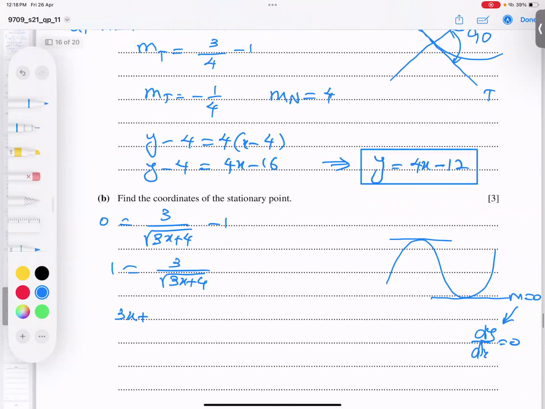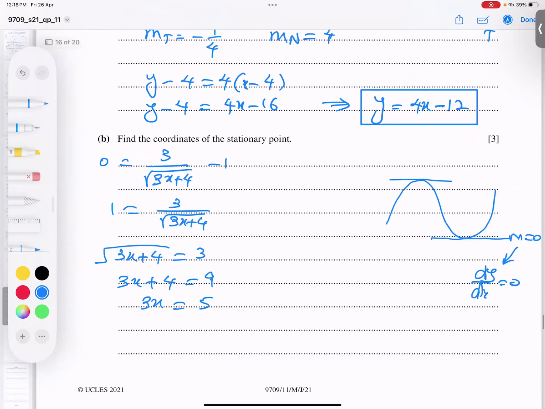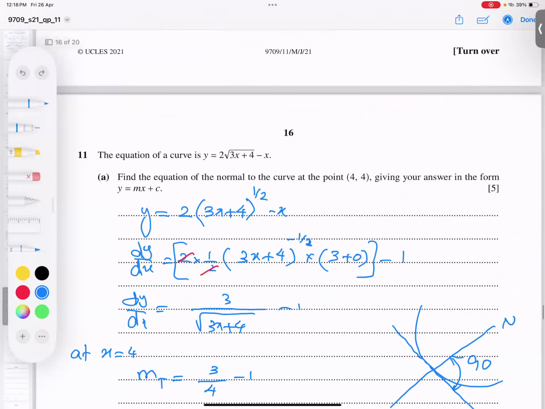Cross multiply. Squaring both sides, the root cancels on the left side and I get 9. So 4 goes there, it becomes 5, and x becomes 5 over 3. He was asking to find x, and I got only 1 coordinate, but he said y also. So this value I will plug into the top equation. I think I should take this.